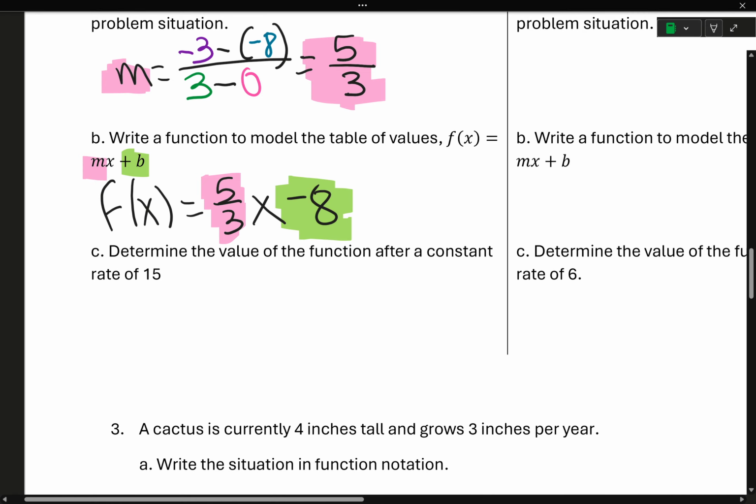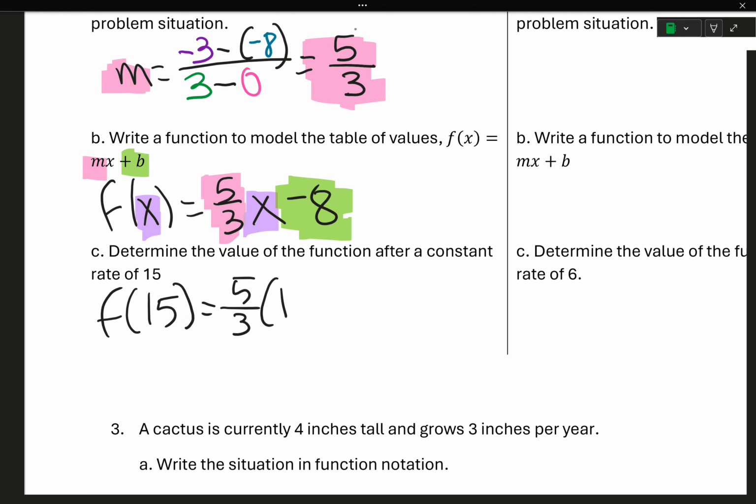Letter C is asking us to determine the value of the function after a constant rate of 15. So we're going to take 15 and plug it into x because the only place that we could plug in anything in an equation is in the variables, the letters. We cannot just replace numbers. Okay. As always, you can plug this part into your calculator and I'll talk you through it. 5/3 times 3 is 25. 25 minus 8 is 17.